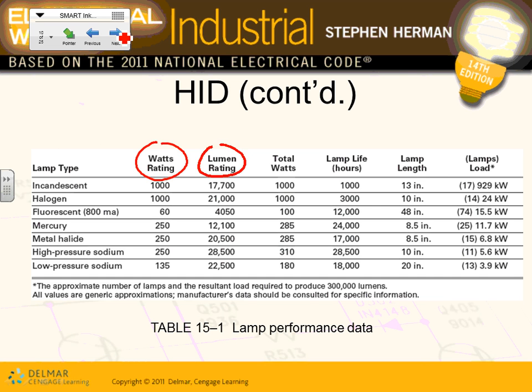Lumen rating, how many lumens the lights can get. Total watts of the lamp: this is one of the most important things, very important when it comes to conservation. Lamp life: the longer it lives, the less maintenance you have to deal with. Lamp length is not an issue. Lamp load is just calculating how many loads are on each one of these lamps.